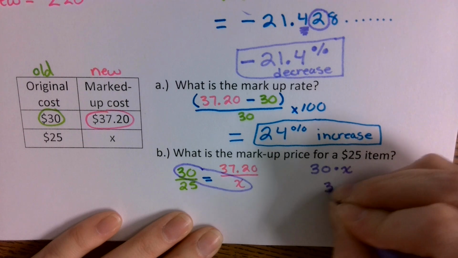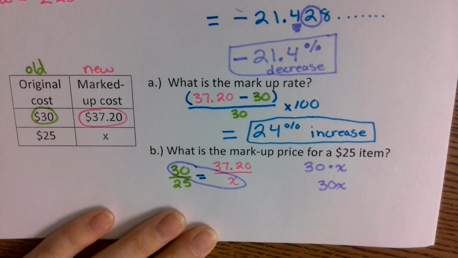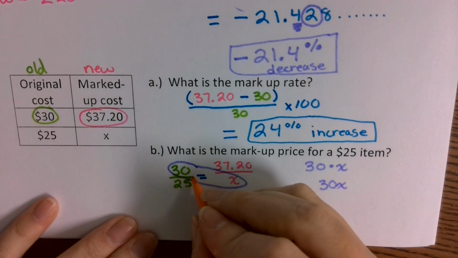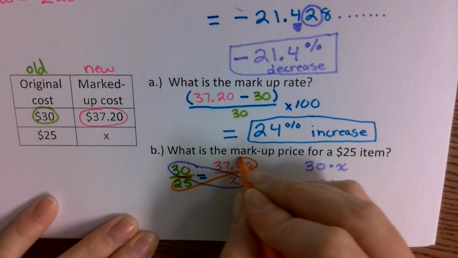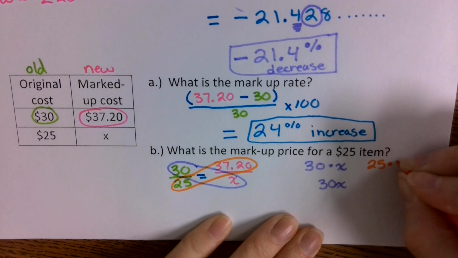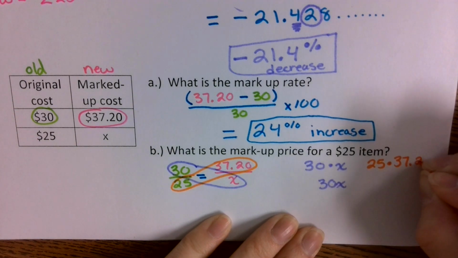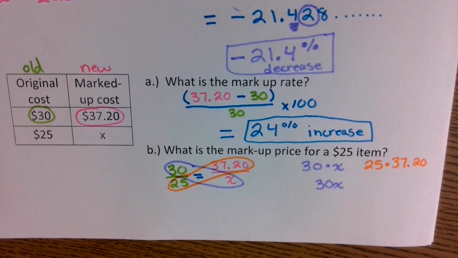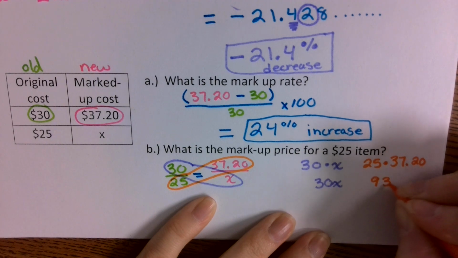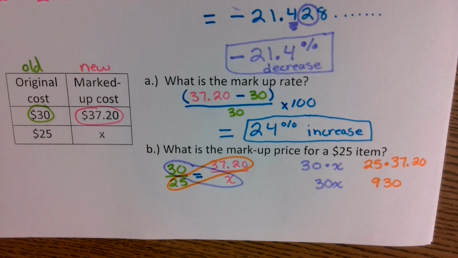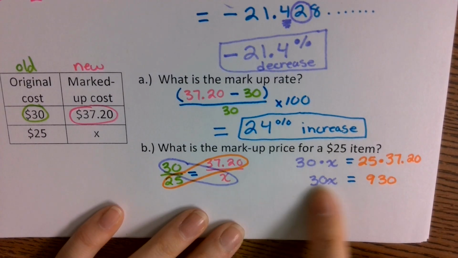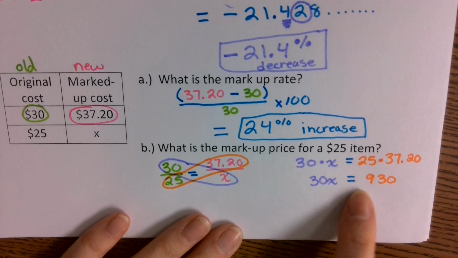So I'm going to multiply 30 times the x, and 30 times x gives me 30x. And then I'm going to multiply 25 times 37.20, and that's going to give me 930 when I multiply those together. And I just set them equal to each other. I've now created a one-step equation that I can solve.